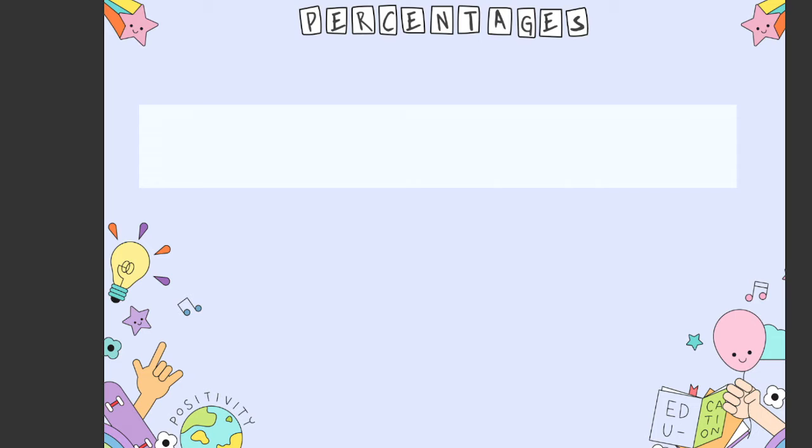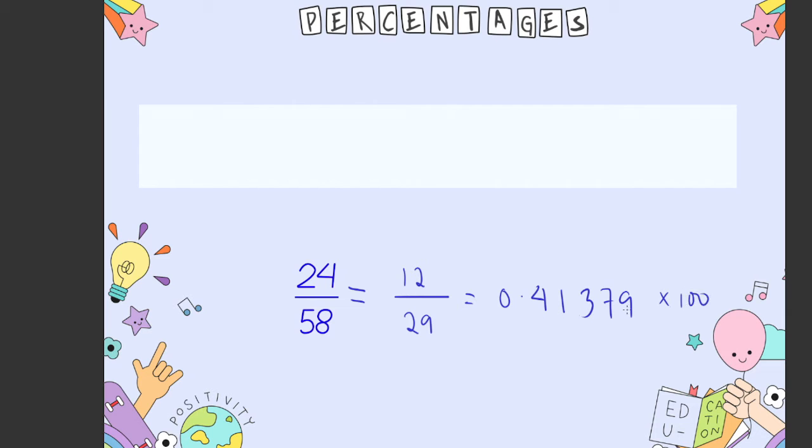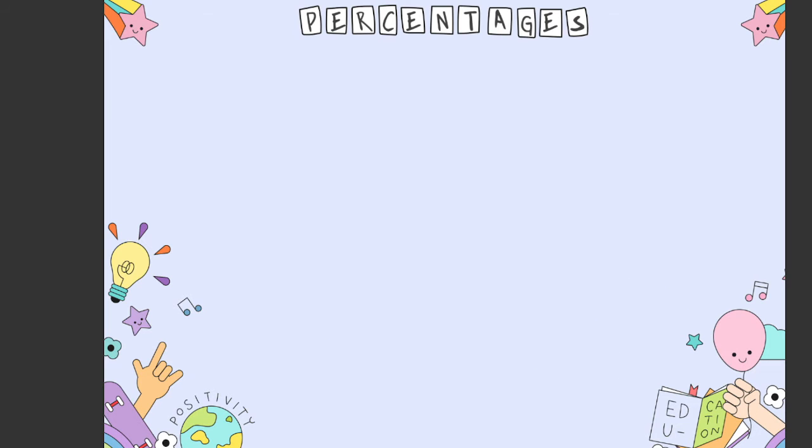Now let's have another example. 24 over 58. So again, just bring it to the lowest terms. So their GCF is 2. So 58 divided by 2 is 29. 24 divided by 2 is 12. So 12 divided by 29 is 0.41379. So just multiply this by 100 or simply move 2 places to the right. You have 41.38%. Now let's have a word problem.